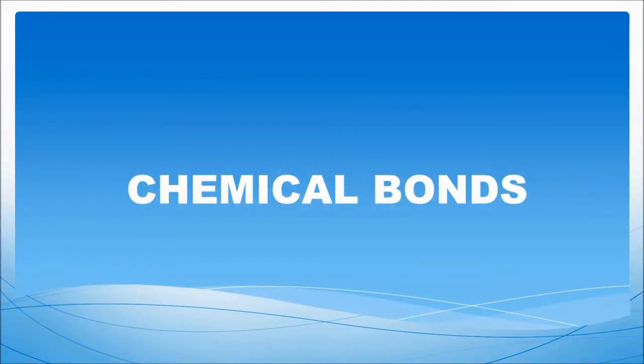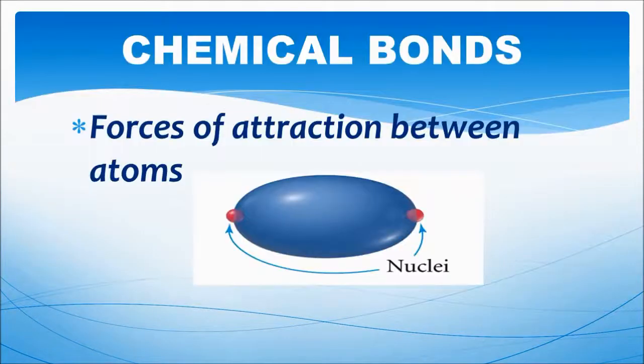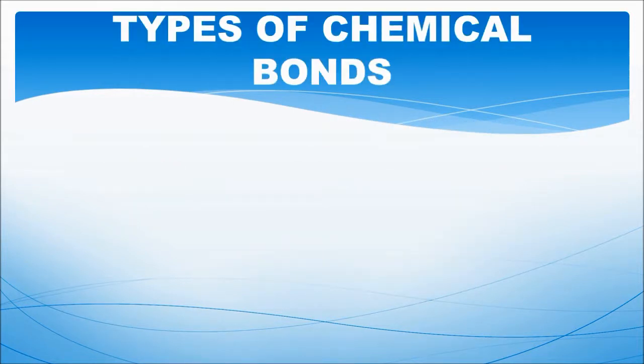Hi, we're going to talk briefly about chemical bonds. A chemical bond describes the forces of attraction between atoms, and compounds are held together by chemical bonds. There are two types of chemical bonds. There are ionic bonds and covalent bonds.